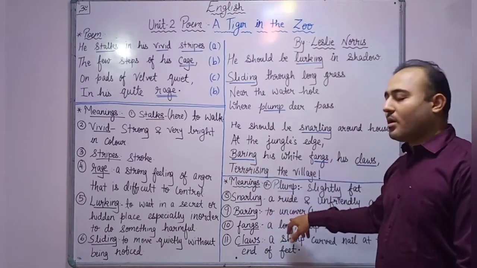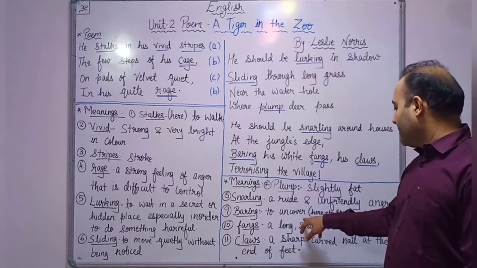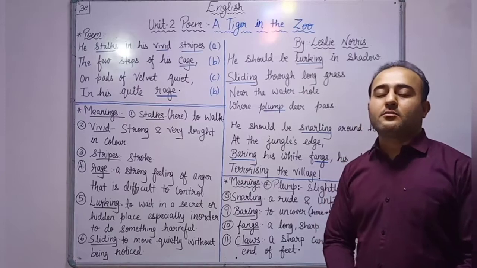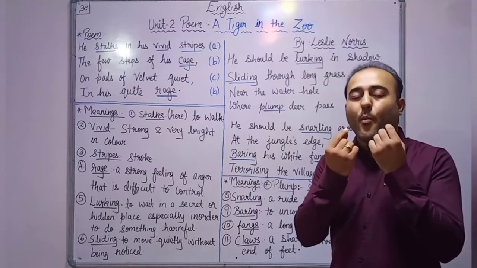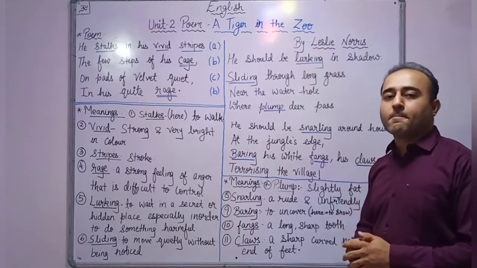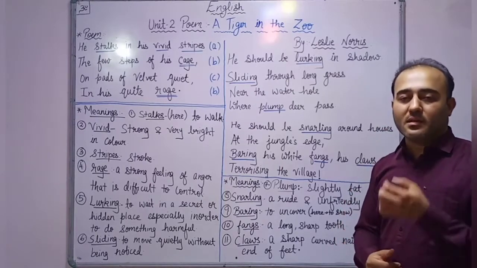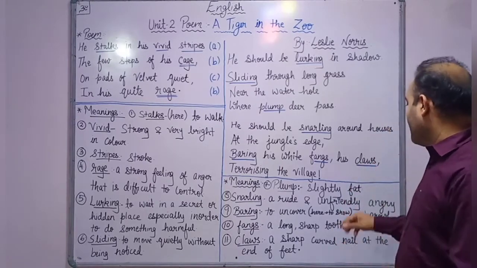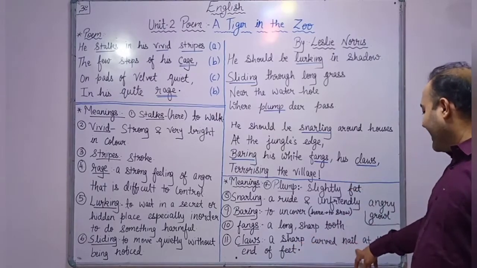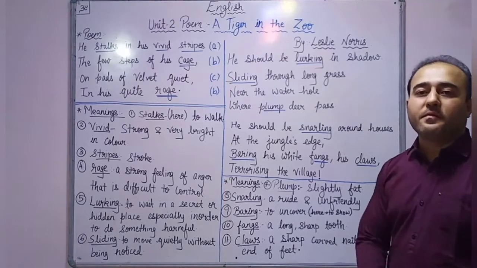Bearing. Bearing means to uncover. Here in this poem, it means the tiger tries to show its pointed teeth. Fangs means the pointed teeth of the tiger or the animals in the front part. Claws. Claws are the sharp curved nails at the end of the feet.